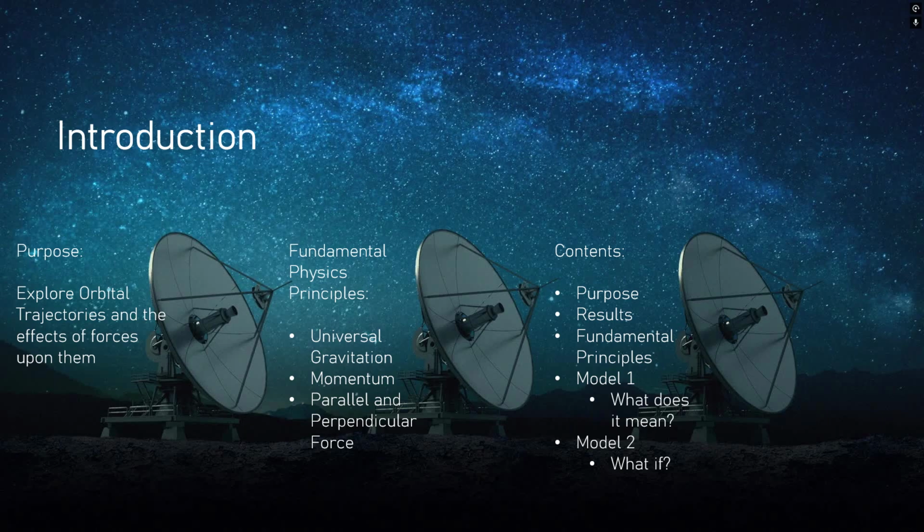Just as a general introduction, the purpose of this lab was to explore orbital trajectories and the effects of forces upon them. Some fundamental physics principles that you need to understand in order to really grasp the whole lab would be 1. Universal gravitation, 2. Momentum, and 3. Parallel and perpendicular force. And then on the right, you can see a table of contents of everything that will be covered in this video.